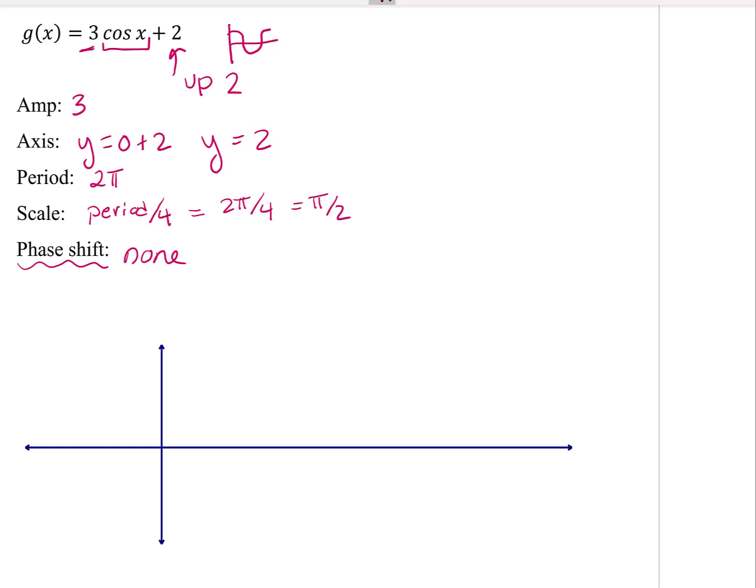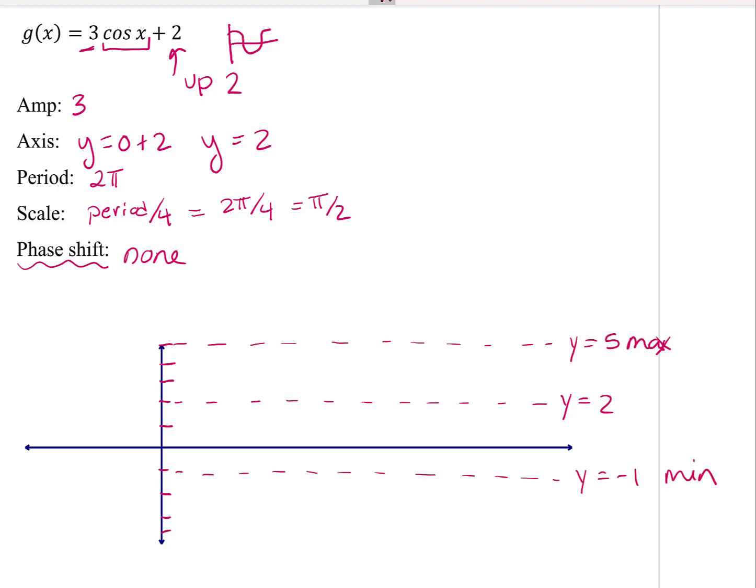So I'm going to start by doing a dashed line for my axis. There's my dashed line at y is equal to 2. So that's really the center line, or the midline. And then our graph is going to go as high as 3 units above y is equal to 2, and our minimum is going to be 3 units below. So I'm going to do some additional dashed lines just to have an idea of where my graph should be located. Here are my dashed lines for the maximum, the highest the cosine curve is going to go, and the minimum, the lowest the cosine curve is going to go.